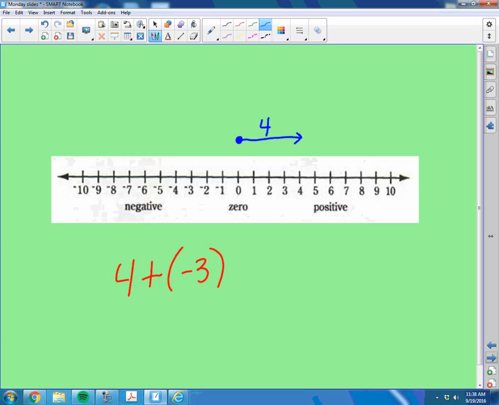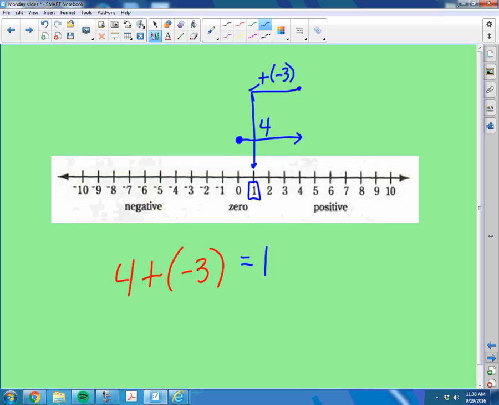And then from 4, we're adding what? Negative 3. Which direction would that be? To the left. 3. And effectively, this is adding negative 3, which gets us to our answer, which is 1.